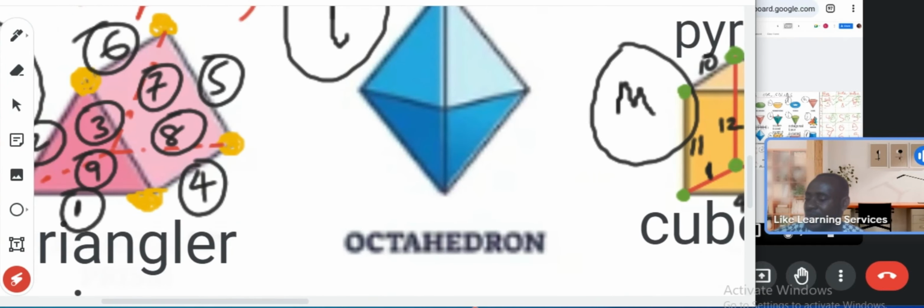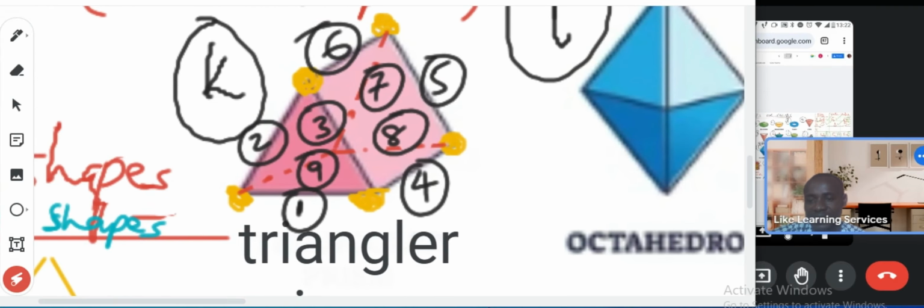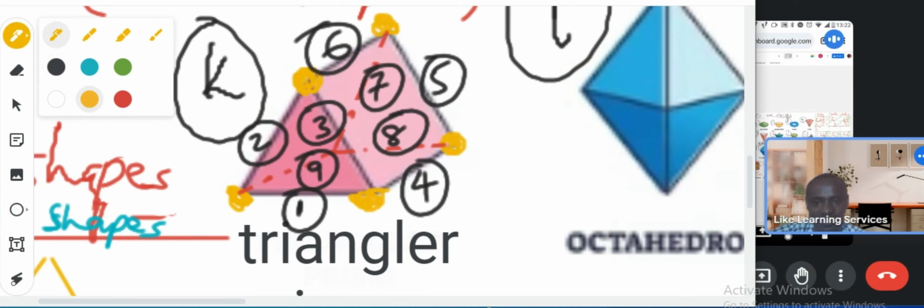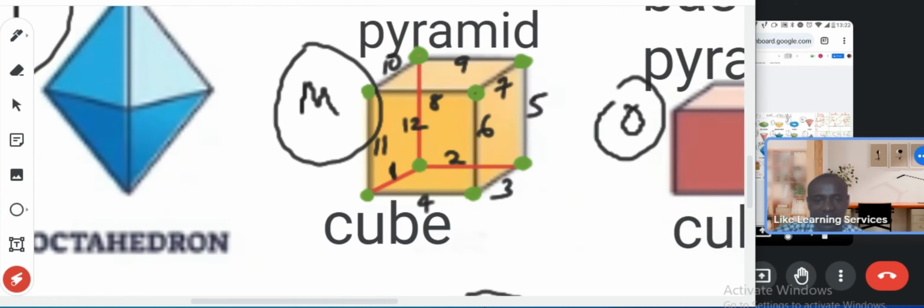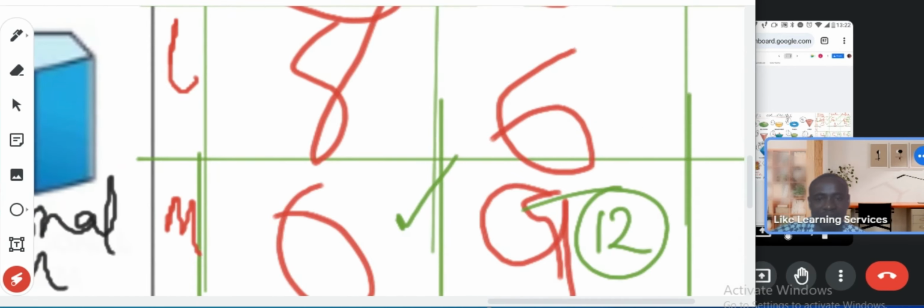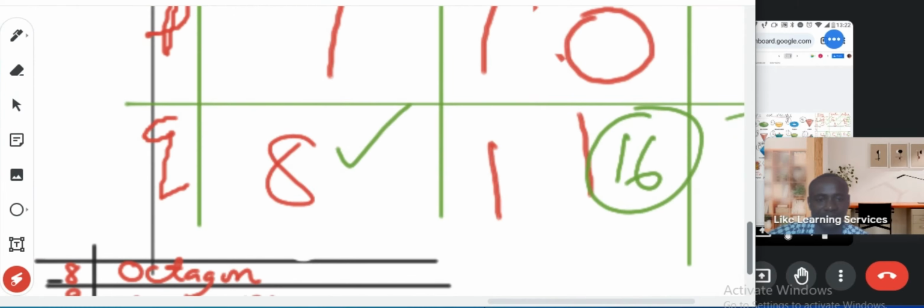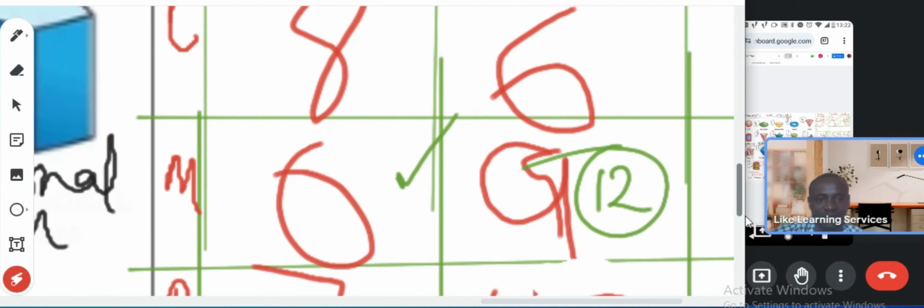9 sides. So how many vertices? Vertices 1, 2, 3, 4, 5, and then 6 here. There's a 6th one here. No, 1, 2, 3, 4, 5, 6. Yes, 6 vertices. 9 sides and 6 vertices for K.